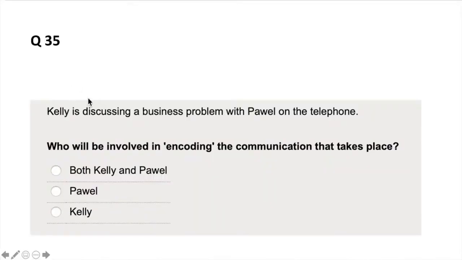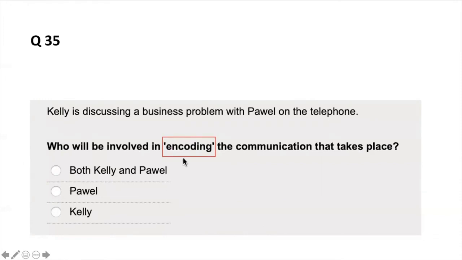Question number 35. Kelly is discussing a business problem with Powell on the telephone. Who will be involved in encoding the communication that takes place? That's the word that we need to ensure we know. Encoding the communication that takes place. Is it both Kelly and Powell? Is it Powell, or is it just Kelly?